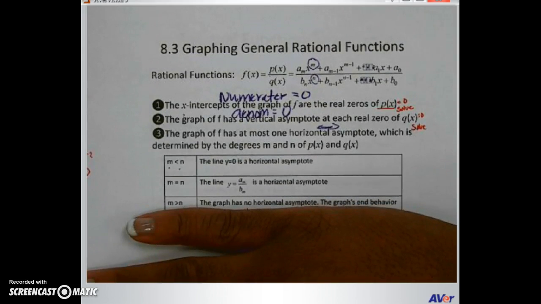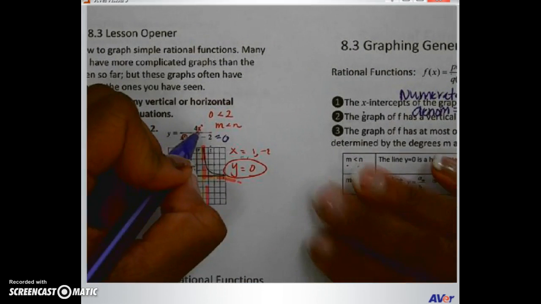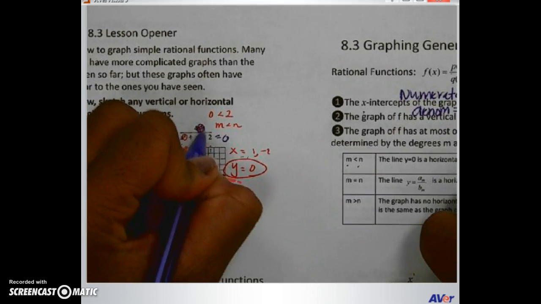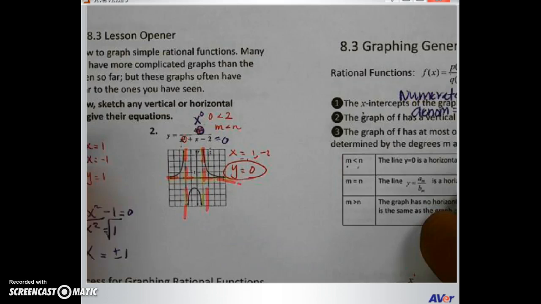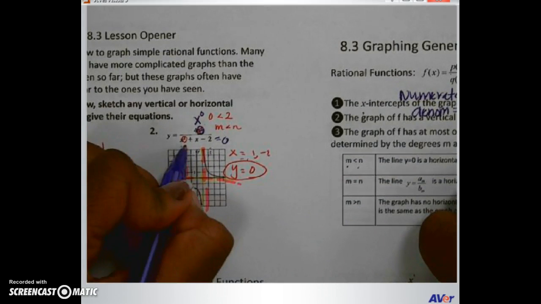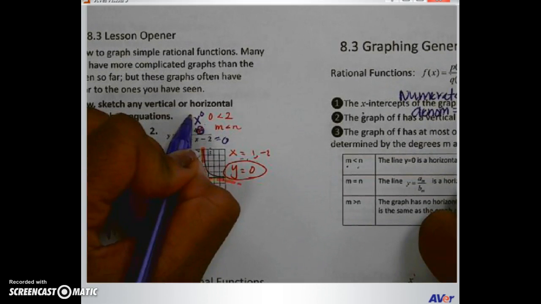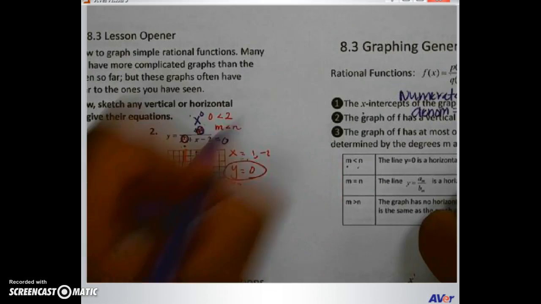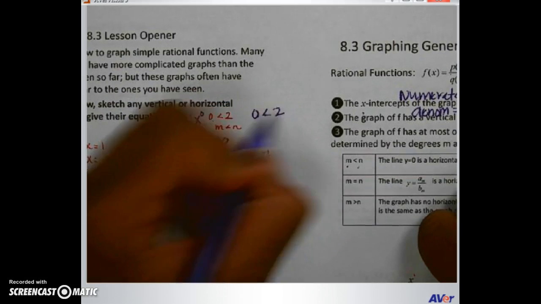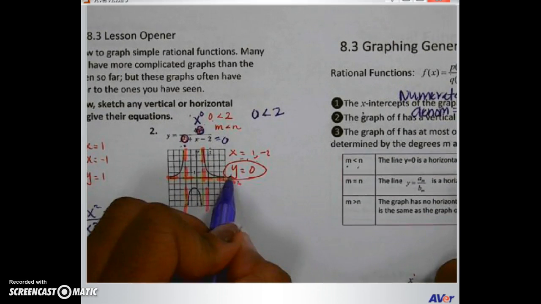So, have we seen that? Yeah, kind of, right here. So for this one, m, so it didn't have a variable here. I'm going to write that. It's x to the 0 power, because it didn't have one. X to 0 is 1. And in the denominator, it's x squared. So if this is the m and this is the n, m, 0 is less than 2. M less than n. So what's my equation? Y equals 0, which is what we see here.